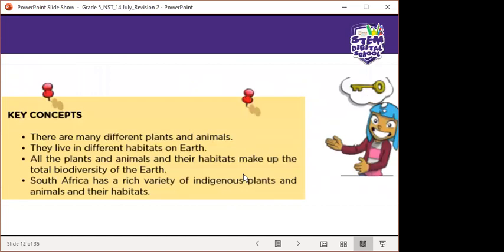Okay, so that brings us to the closing of the topic, and here are the key concepts. What we covered in this topic is that there are many different plants and animals, and they live in different habitats on Earth. All the plants and animals and their habitats make up the total biodiversity of the Earth. And South Africa has a very rich variety of indigenous plants as well as animals in their habitats. So we have wrapped up the topic of plants and animals on Earth.